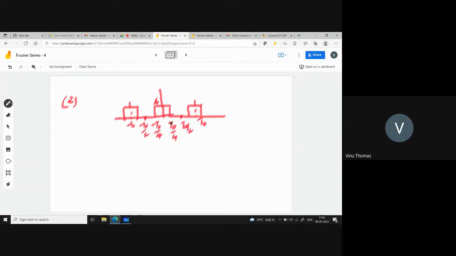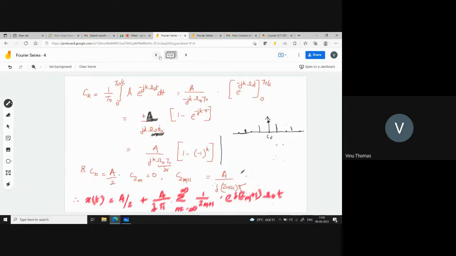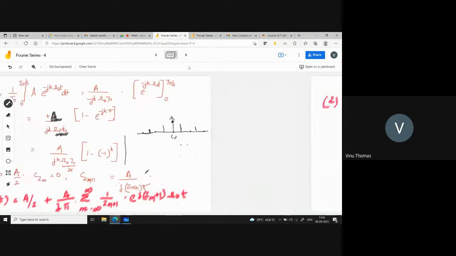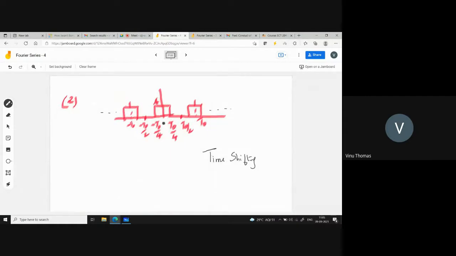Then you can use the time shifting property. You have seen the time shifting property of Fourier series. So you can apply the time shifting property to the result that we have obtained here, and then try to find out the Fourier series expansion for this. Can you do this?